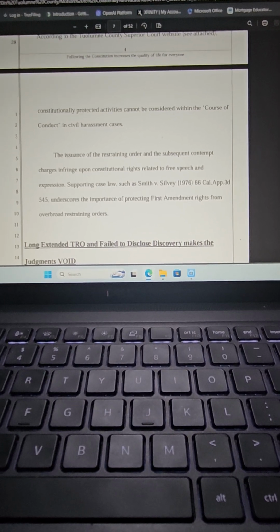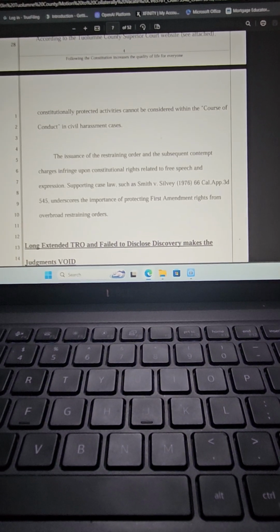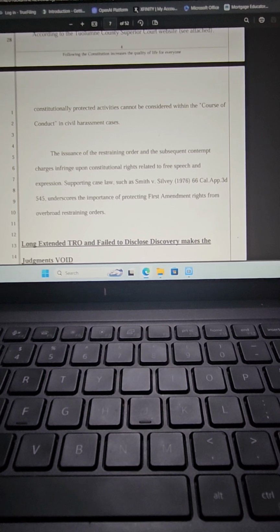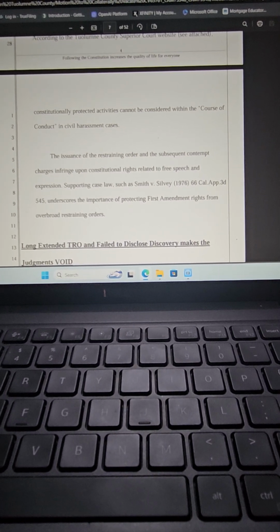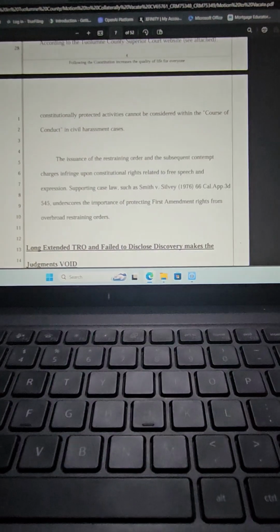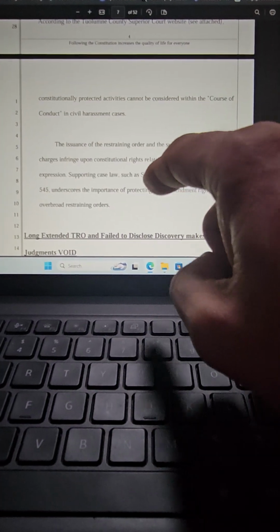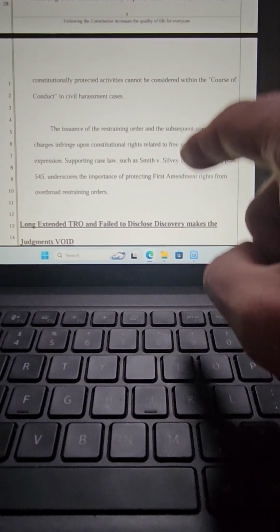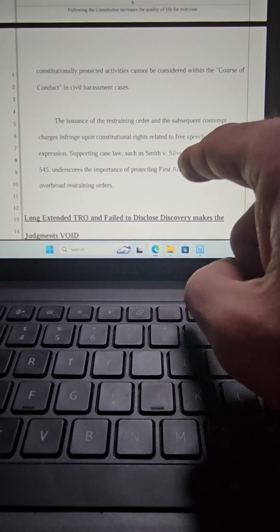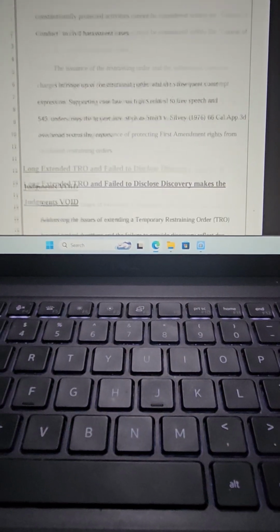Supporting case law such as Smith v. Silvey, 1976, underscores the importance of protecting First Amendment rights from overbroad restraining orders. Bam! Now, Kevin Siebert denied this motion, even though it's spelled out to him, because he has a problem with comprehension and he's stupid. That's why.